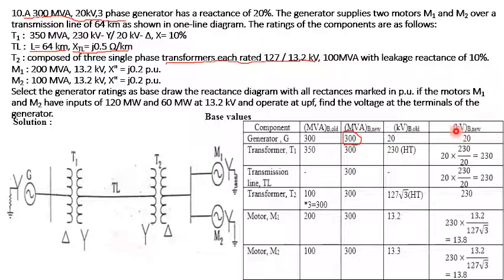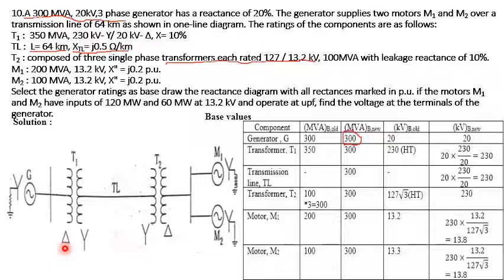Coming to the transformer, 350 MVA is the old value. The new value is going to be constant, meaning there is no change in the new value for the entire numerical. This is 300. Considering transformer T1, it is 230 kV, 20 kV. The star side is 230 kV and the other side is 20 kV.